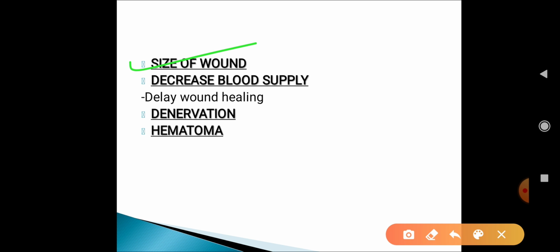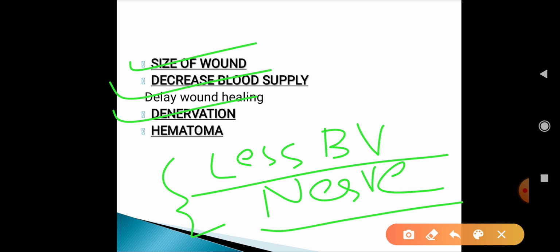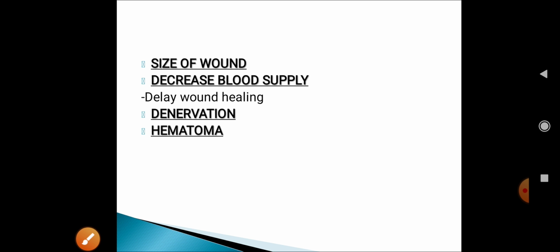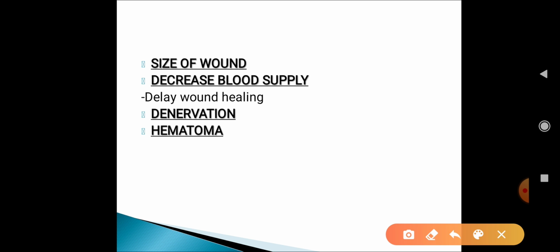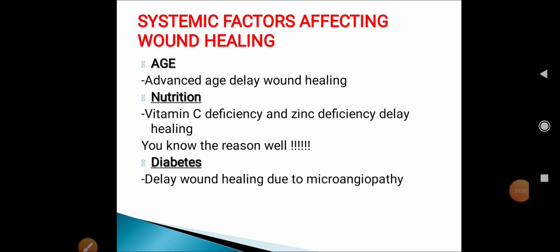Suppose the size of your wound is very large, then it will heal by secondary intention, so the healing will be delayed, right? The size of wound is also one important factor. Suppose your wound is getting less blood supply or less nerve supply, right? The nerve is also damaged or blood vessel is damaged, so that can delay your wound healing, right? Decreased blood supply and denervation can delay your wound healing. Suppose there is a large hematoma formation over the wound, then also it can delay the wound healing, right? Okay, so this is all about the local factors affecting the wound healing.